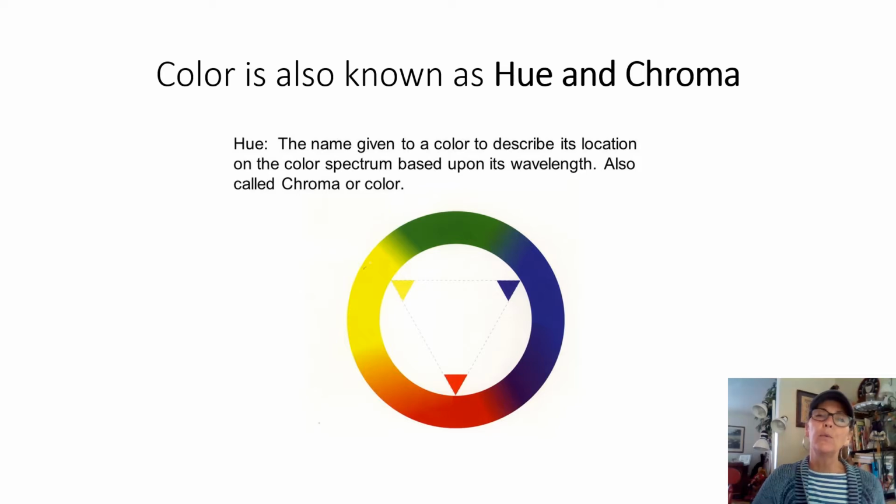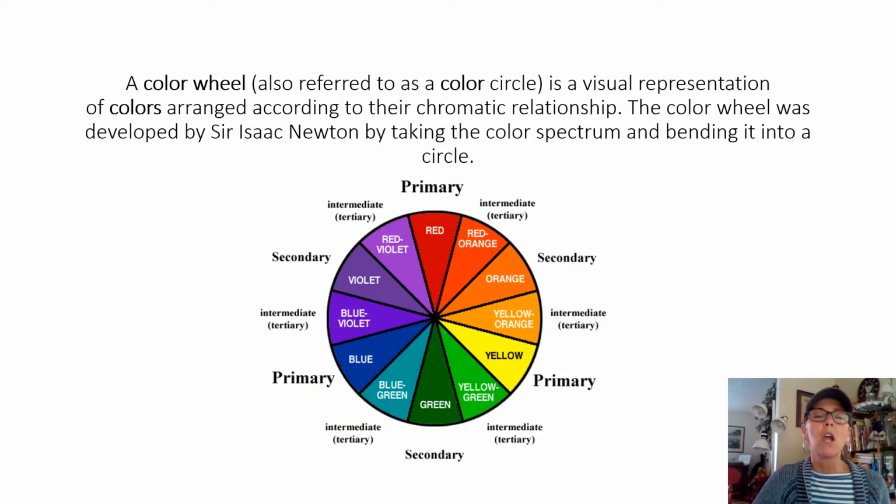Color is known as hue or chroma. Okay, so there's multiple names. The name given to the colors describe its location on your color spectrum, your color wheel. All right, your color wheel is circular, and believe it or not, Sir Isaac Newton is the one who came across and developed the color wheel first, with his color spectrum and the prism and all that good stuff.